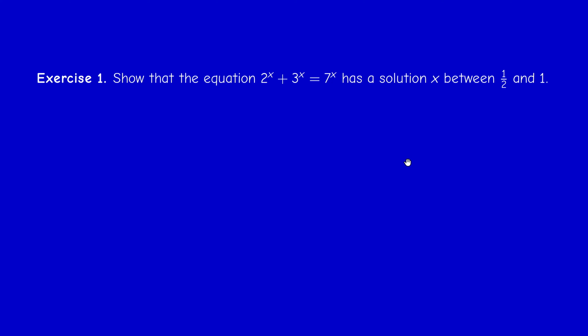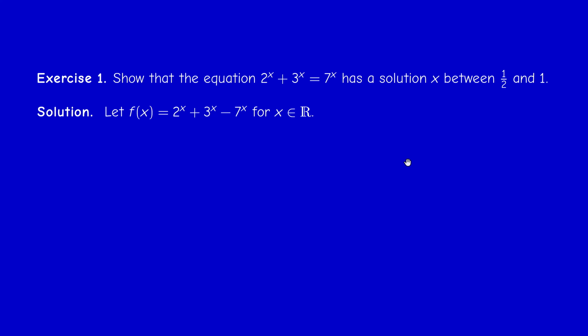Okay, so exercise 1: show that the equation 2^x + 3^x = 7^x has a solution between 1/2 and 1. Okay, this is very easy. This is a consequence of the intermediate value theorem.